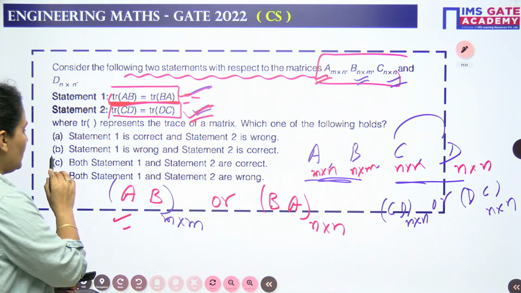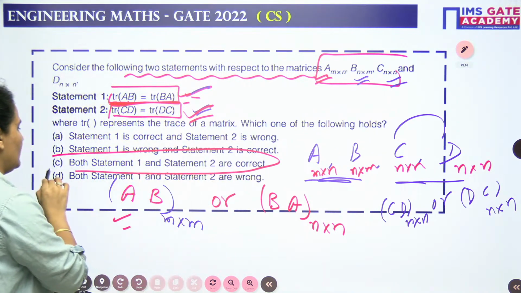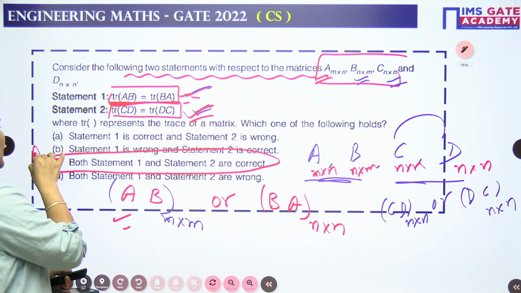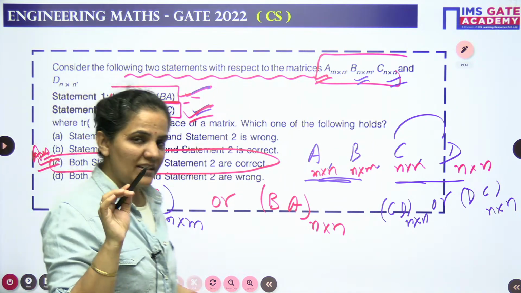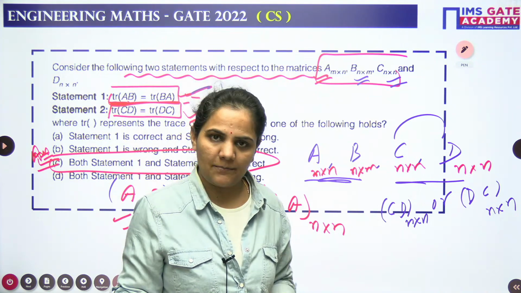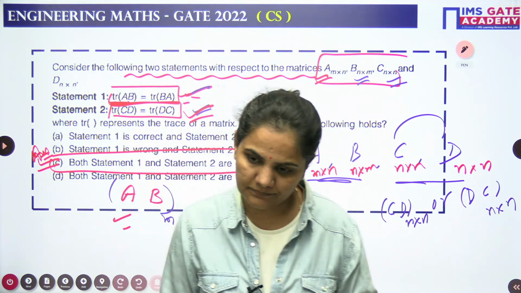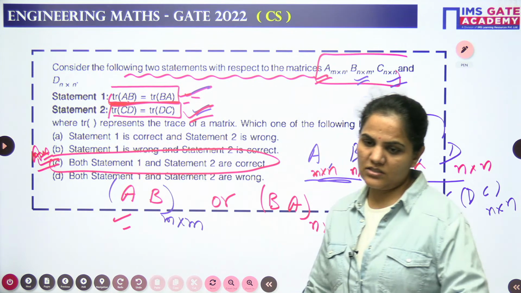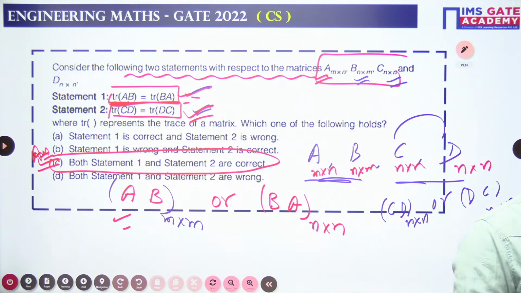So we can conclude here that both statement 1 and statement 2 are correct, as the trace of matrix AB and BA, and the trace of CD and DC will be the same. I hope this is clear to everyone. No, this is not A, this is C here. The answer in this case is C.